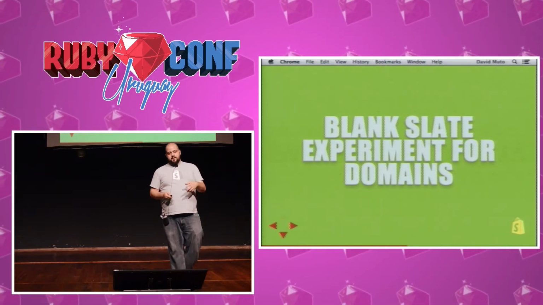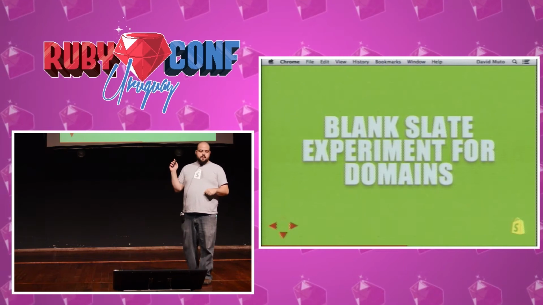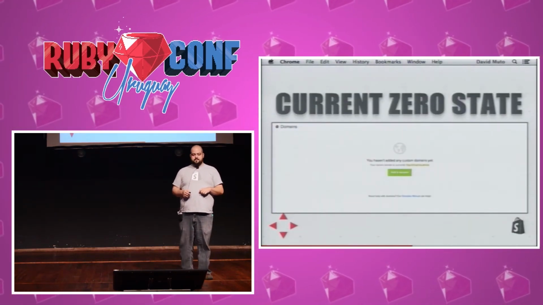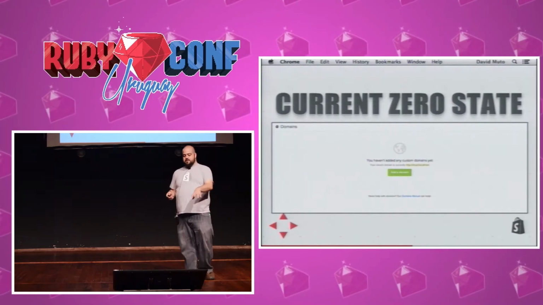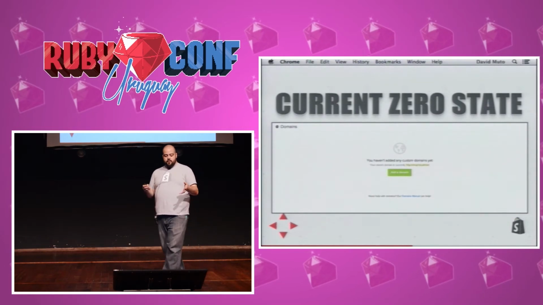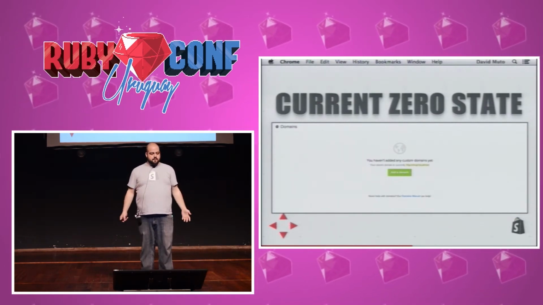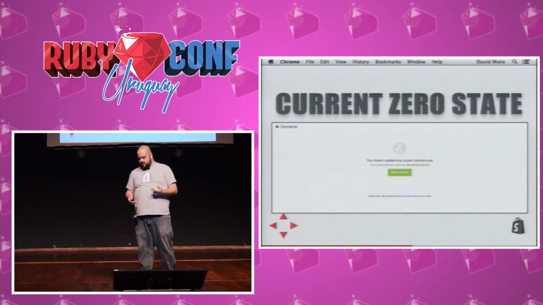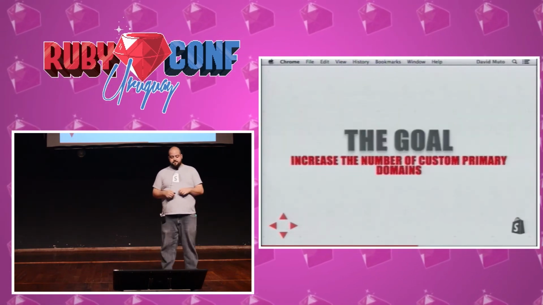So this experiment focuses on the blank slate, which is the 0 state. And currently, that's what we have for the 0 state. I'm going to show this again, so I'm not going to pick this apart yet. But this is what I mean by 0 state. There are no domains, so what do you see? I could just say there are 0 results returned, but that to me seems like a lost opportunity. So this is what we're doing.